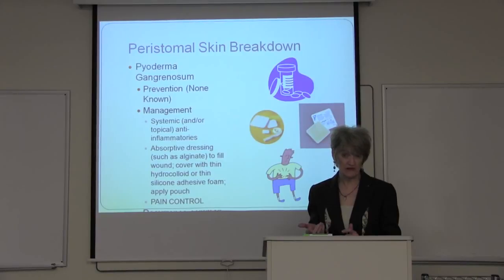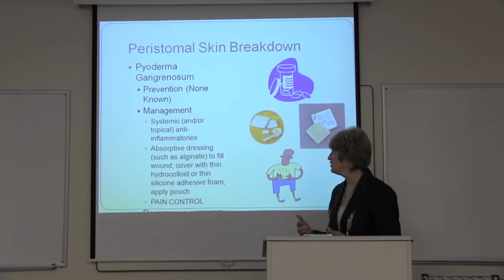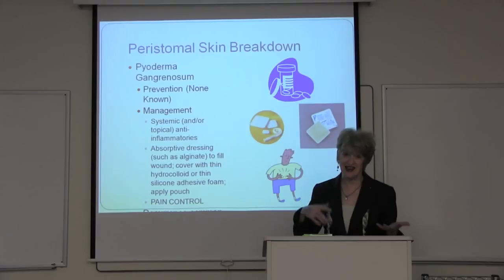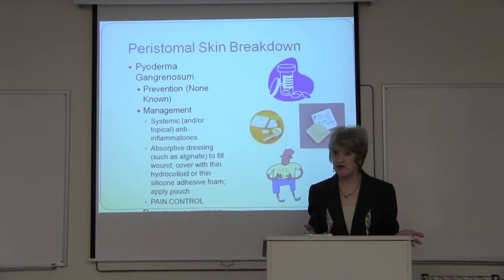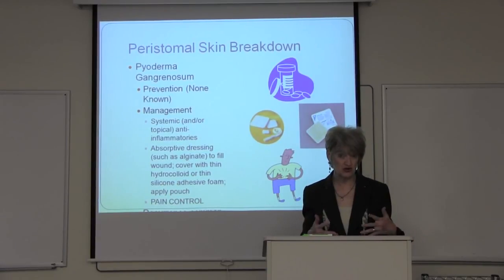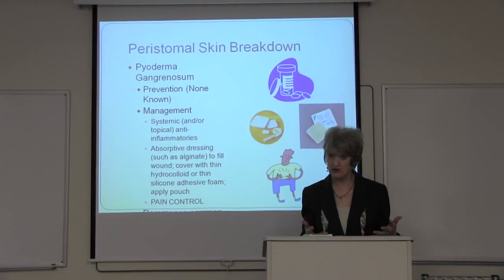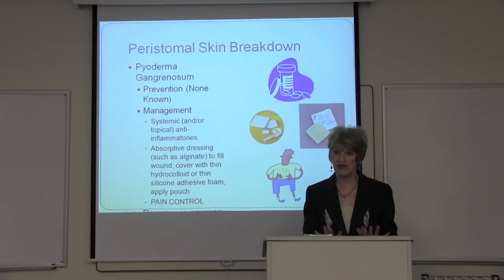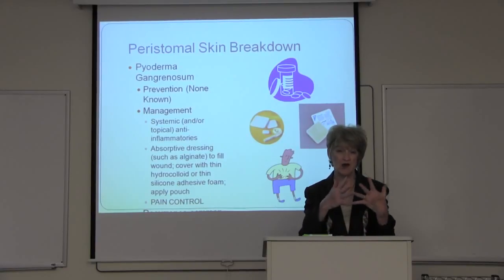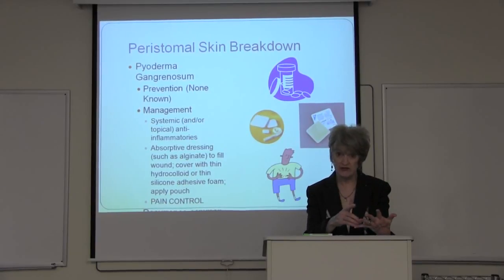intralesional steroids, whatever. Then topically, you want to use an absorptive dressing, an alginate, a hydrofiber, the copolymer starch dressing, gold dust. All of them have been used very effectively. Then cover with either a thin hydrocolloid or a thin silicone adhesive foam and pouch on top of that. So what it all comes down to, treat the inflammatory process. Treat it systemically or intradermally as well as topically.